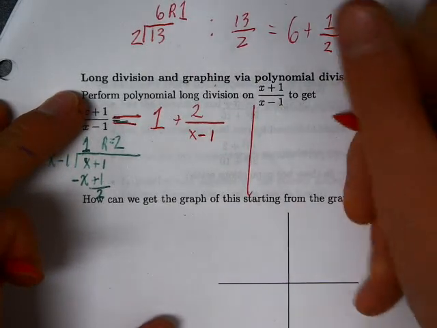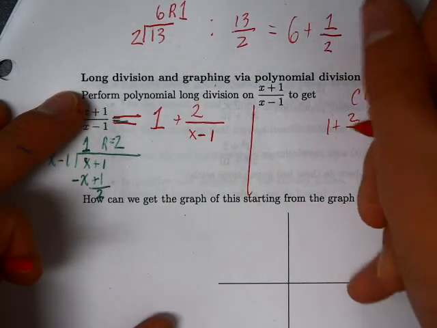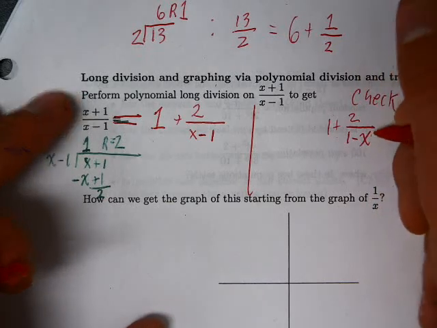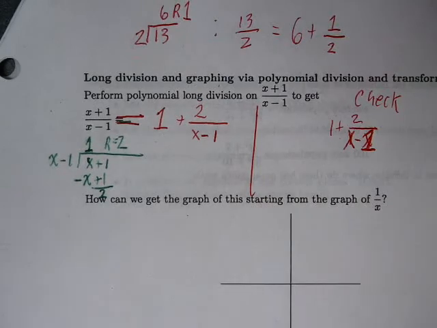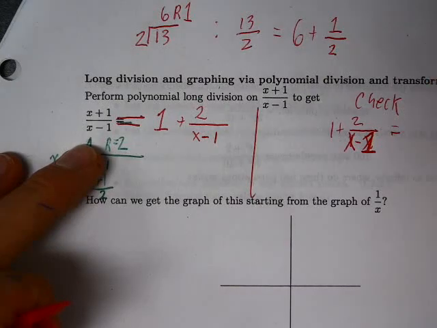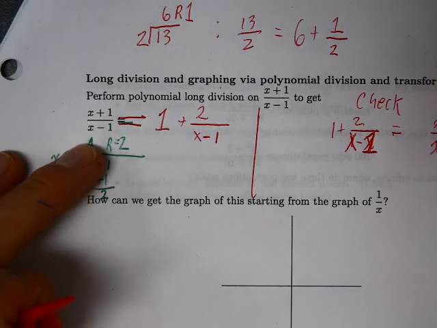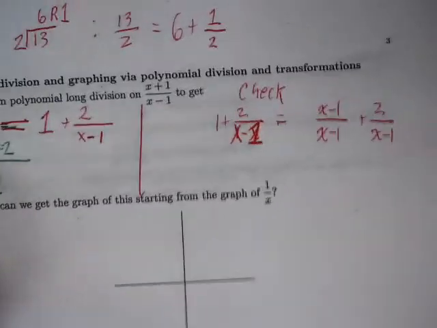So let's do this to check. 1 plus 2 divided by 1 minus x. Oh, x minus 1. So I guess I could get a common denominator. What would that common denominator be? x minus 1. So that's the same thing as x minus 1 over x minus 1 plus 2 divided by x minus 1. Oh, yeah.